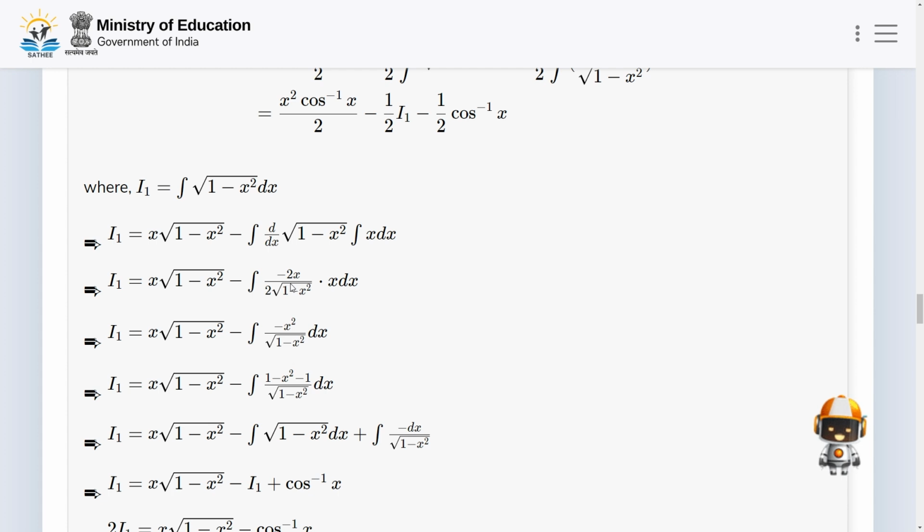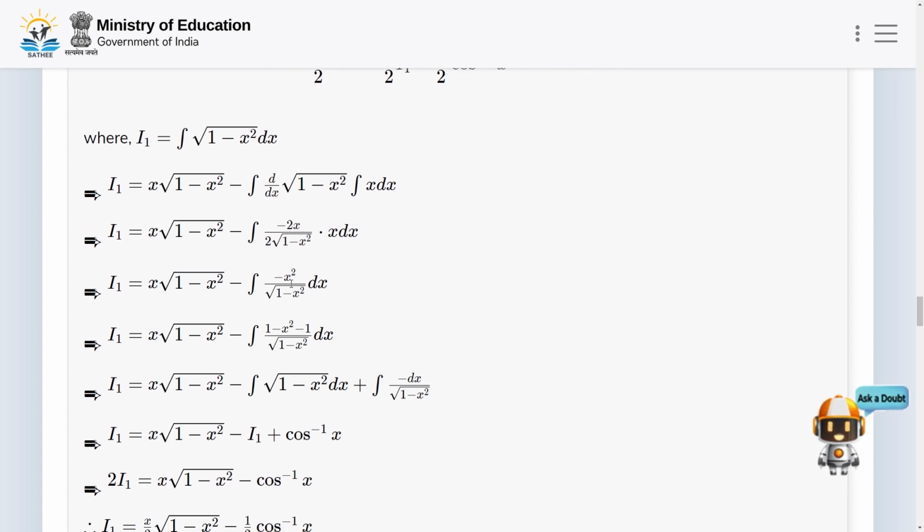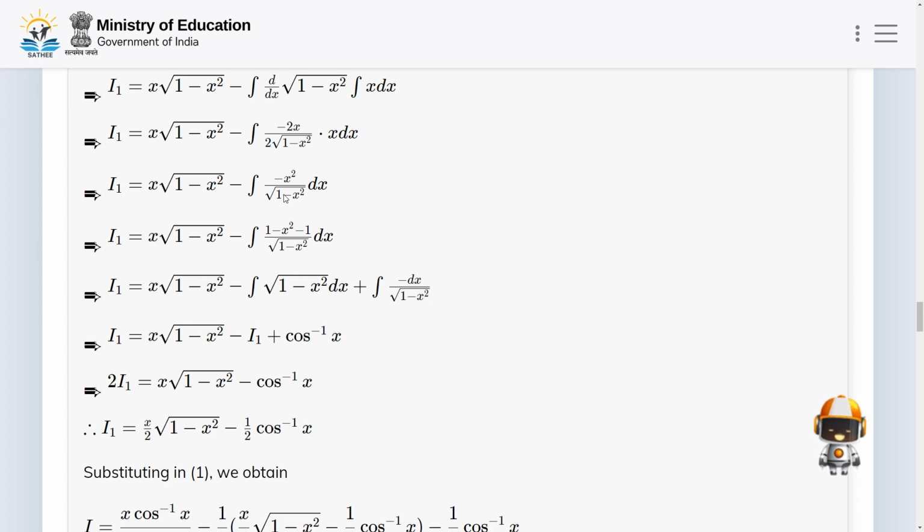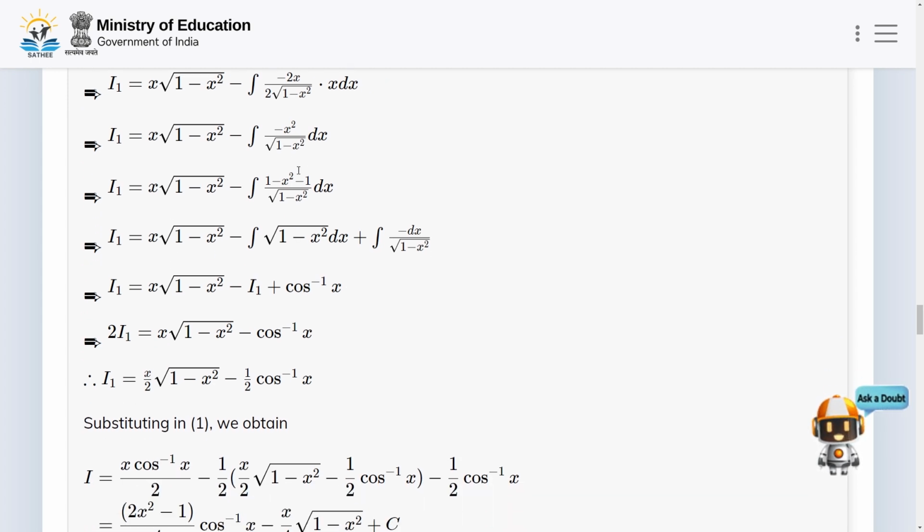Now, as you can see, I1 is equal to x root 1 minus x square minus integral of minus x square by root 1 minus x square. So add and subtract 1 from the numerator, you can get this form, and after separating you can make this form. So this will be root of 1 minus x square plus integration of minus dx by root of 1 minus x square.